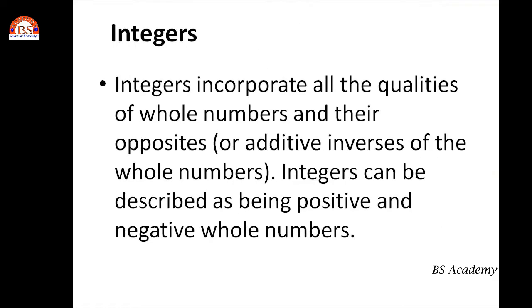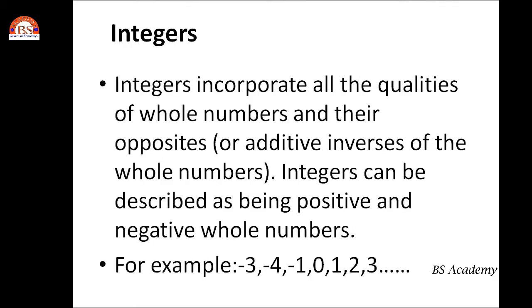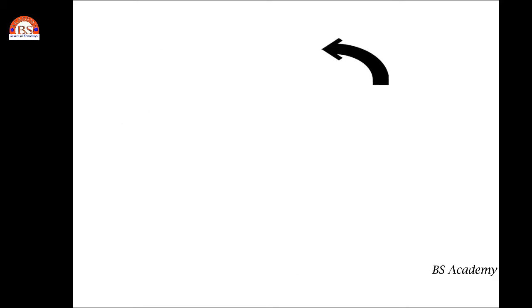And the next is integers. Integers incorporate all the qualities of whole numbers and their opposites or additive inverses of the whole numbers. Integers can be described as being positive and negative whole numbers. For example, minus 3, minus 4, minus 1, 0, 1, 2, 3 and so on.